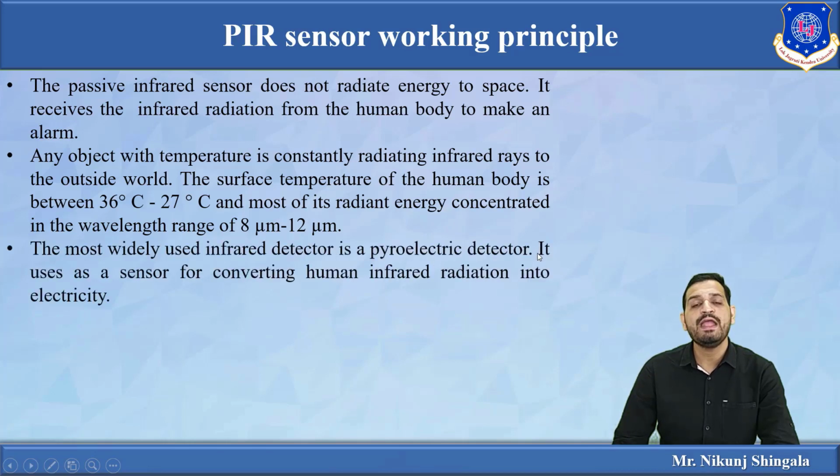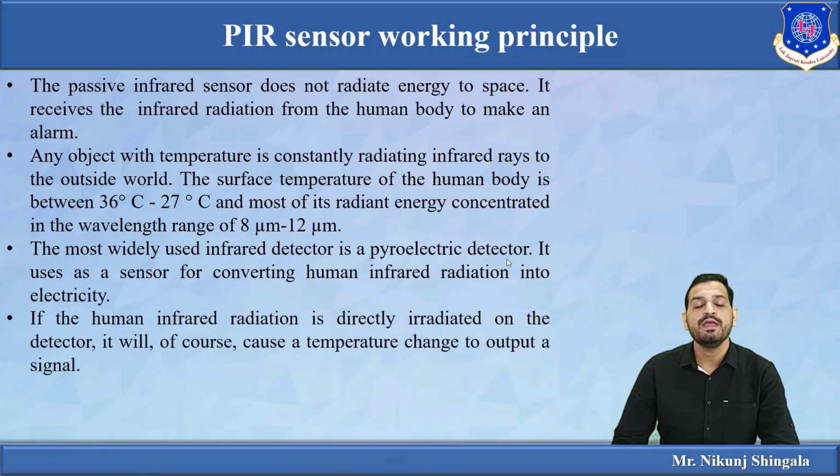Okay, the most widely used infrared detector in a PIR sensor is the pyroelectric detector. It is used as a sensor for converting the human body radiation into electricity. Okay, if human infrared radiation is directly radiating on the detector, it will sense that detection, it will give some output. Okay, but what it will do ultimately, it causes a temperature change to give some output signal.